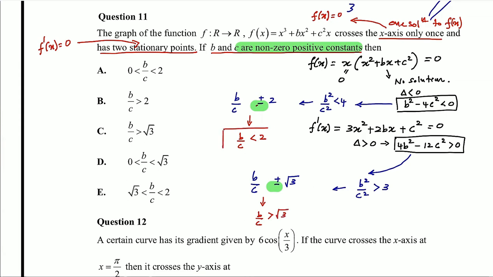So if you combine these together, you can write b divided by c is less than 2 and greater than square root 3. So e is the answer.